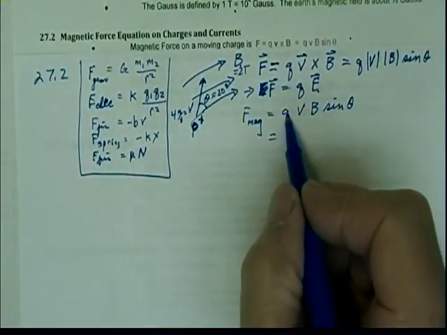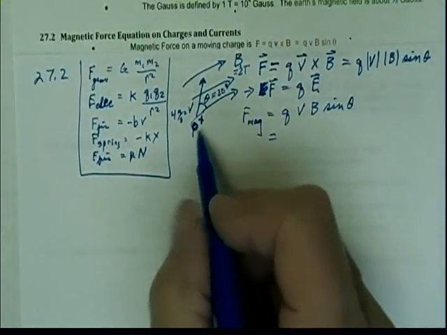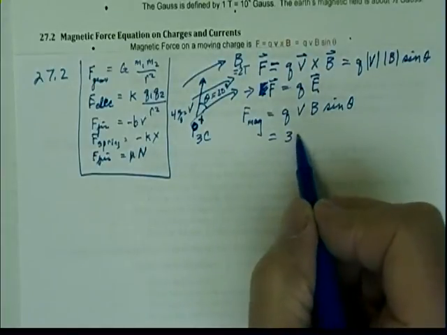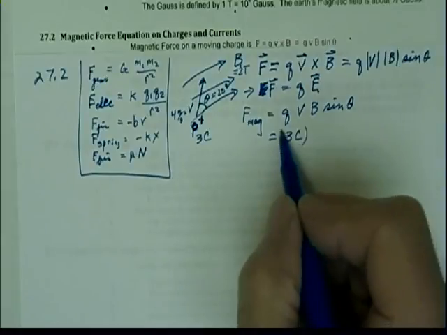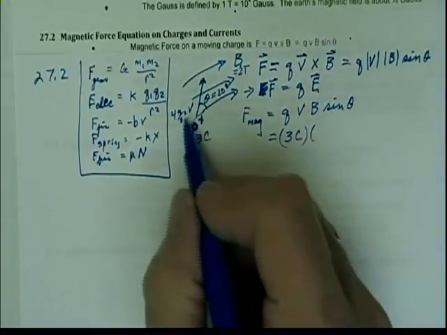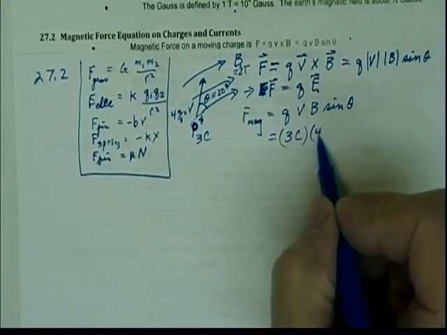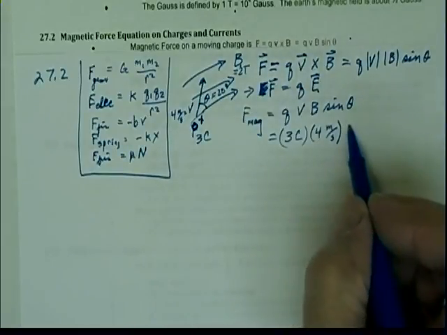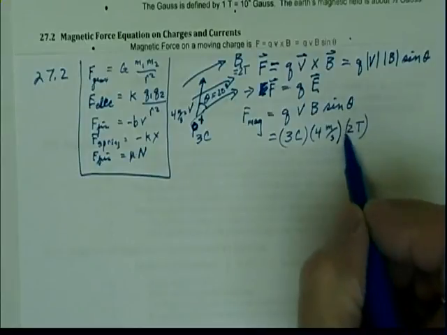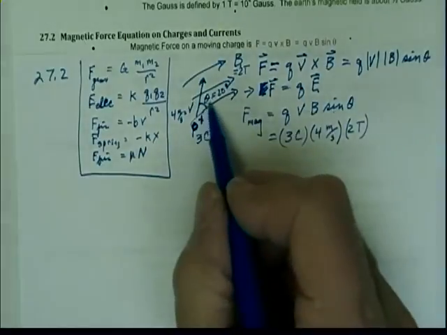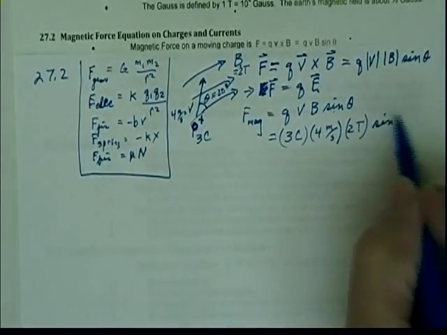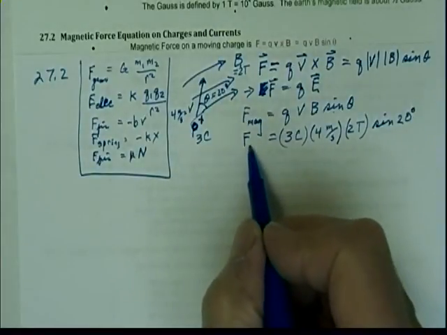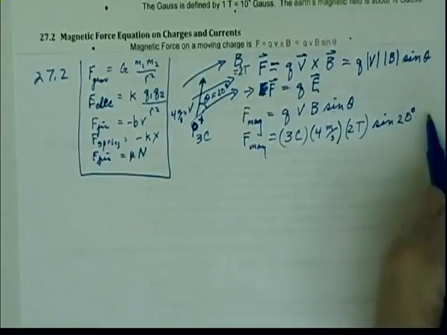Then our force would be, oh, I didn't tell you the charge here. Let's say 3 coulombs. So it would be 3 coulombs times our velocity, which is 4 meters per second, times the magnetic field, 2 teslas, times the sine of the angle, and so the angle would be the sine of 20 degrees. And that would give us our force, our magnetic force, in newtons.